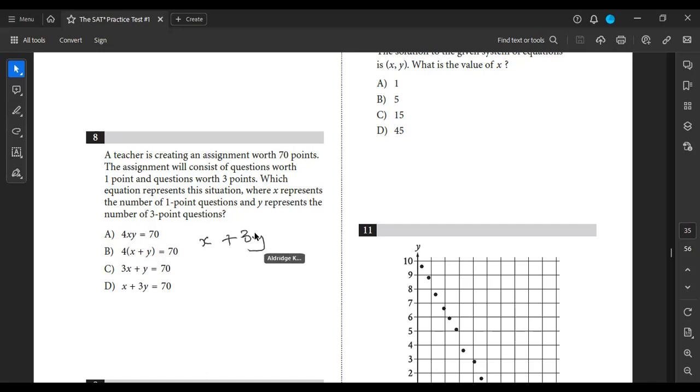Choice B. Okay, let's see. So x represents 1 point, so you can write 1x. But the ones that are worth 3 points are being represented by y. So we have 3y, and all these should be worth 70 points. So the answer is actually D. You said D or B? Well, the answer is D. If you said D, then that's great. So x is representing 1 point, y representing the 3-point questions. So when you add them together, they should just equal 70 points. That's pretty much what the question is saying.